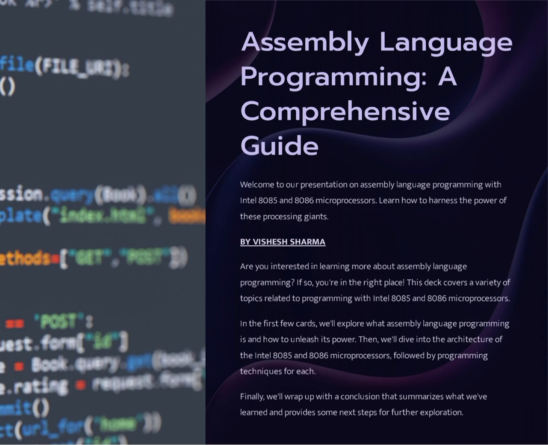Assembly language programming, a comprehensive guide. In this we will discuss assembly language programming with Intel 8085 and 8086 microprocessors. We will discuss what assembly language programming is and how to unleash its power. Then we will delve into the architecture of the 8085 and 8086 microprocessors. And finally, we will wrap up with a conclusion that summarizes what we have learned and provides some next steps for further exploration. So without wasting time, let's start.